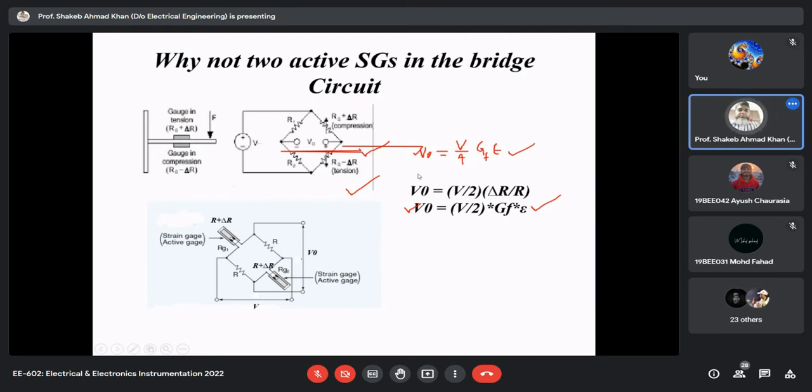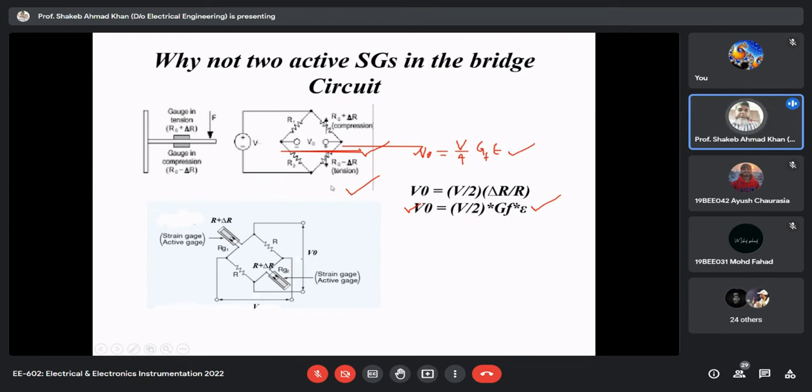Sensitivity is basically the ratio of response to stimulus. So the stimulus here is your strain and the final response is V naught, so V naught upon strain. So in this case this one is obviously more, because here it is V/4 and this is V/2, for the same excitation.